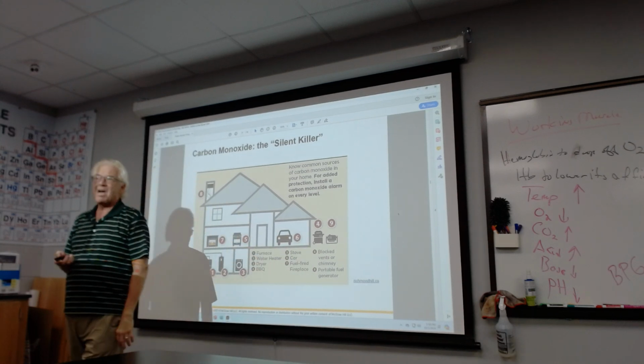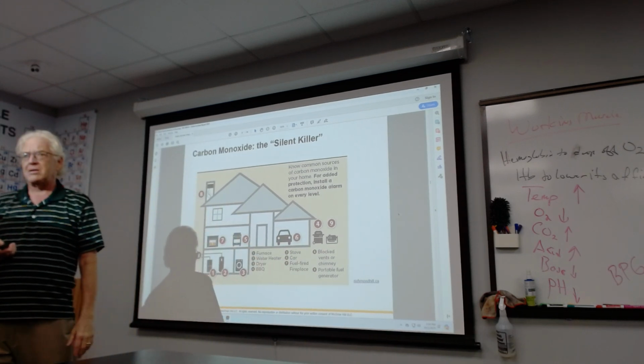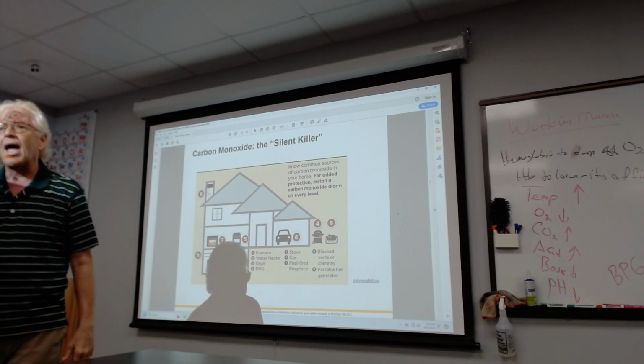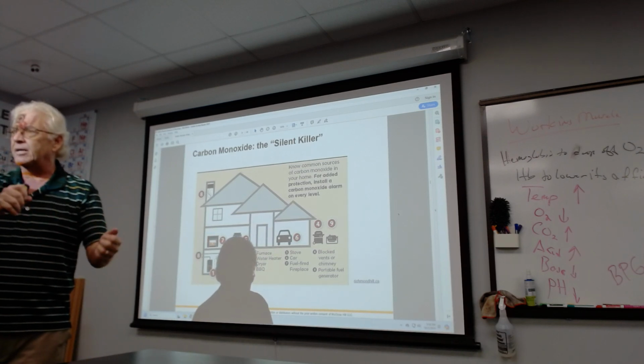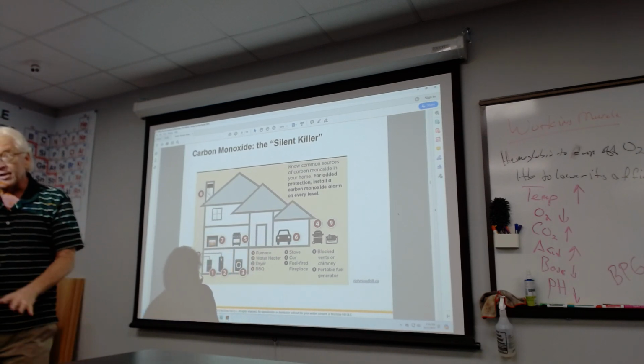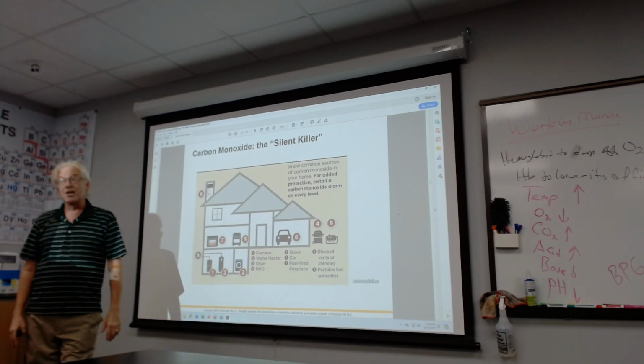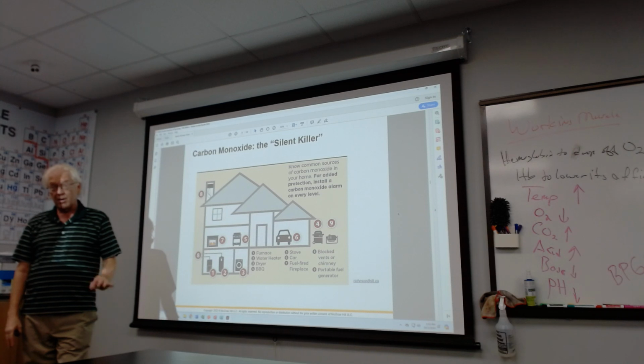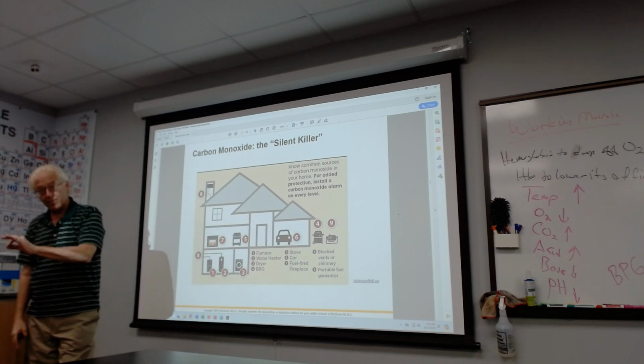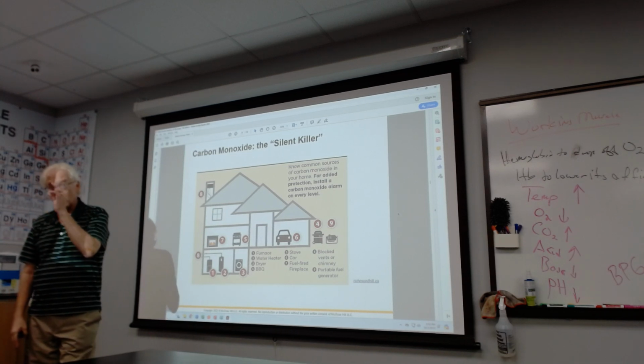People always say, I don't want to have that generator outside, I'd rather put it in the back of the house. It's easier to put gasoline in it. Well, guess where the carbon monoxide is going to go? Throughout the whole house. And the next day, the family doesn't wake up. Because remember, carbon monoxide makes you go to sleep. You don't even panic. You sleep and you'll wake up.